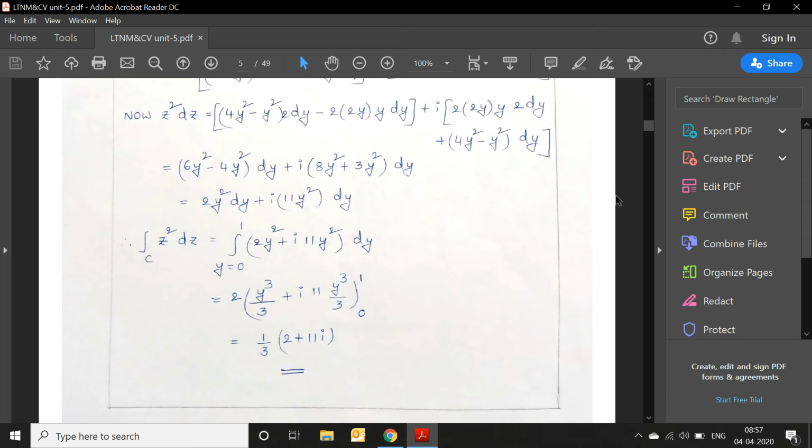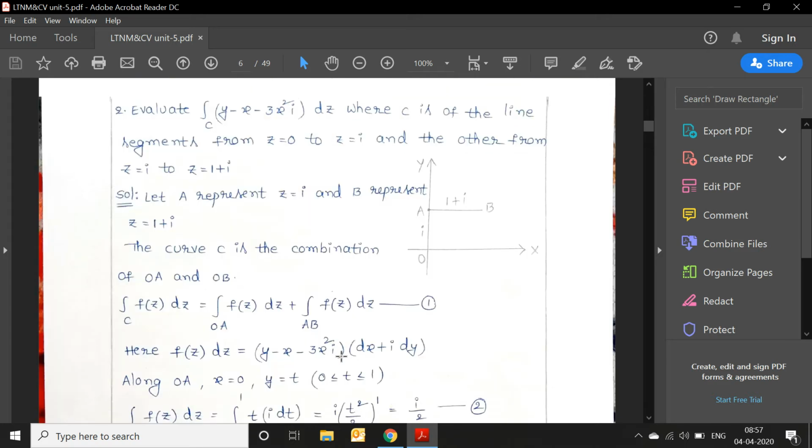Then we substitute the y value. We get the upper limit 1, 1 by 3, minus 0. So 1 by 3 into (2 plus 11i) is the answer. We are going to discuss the next example.